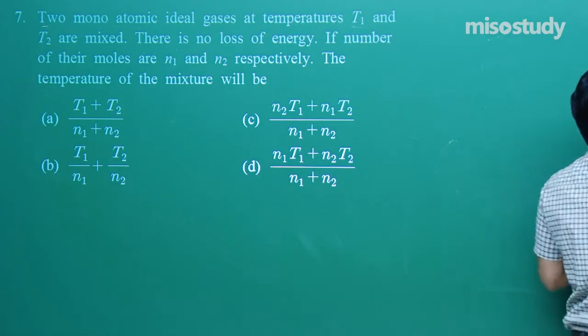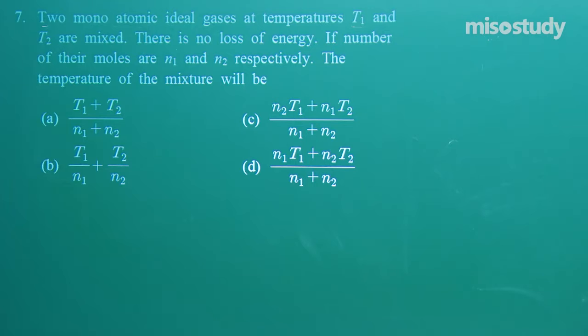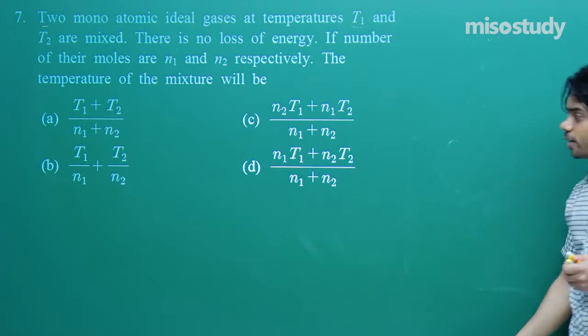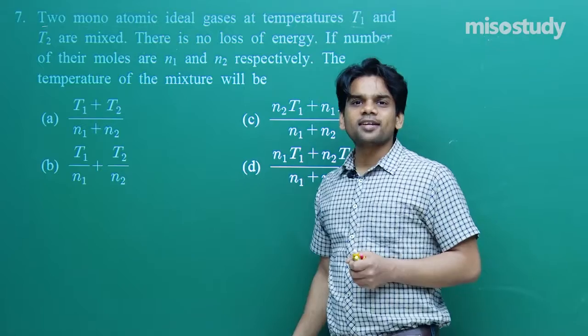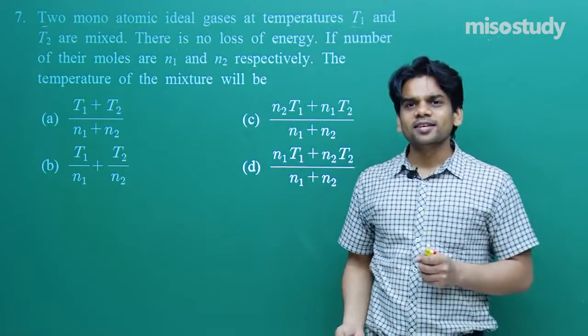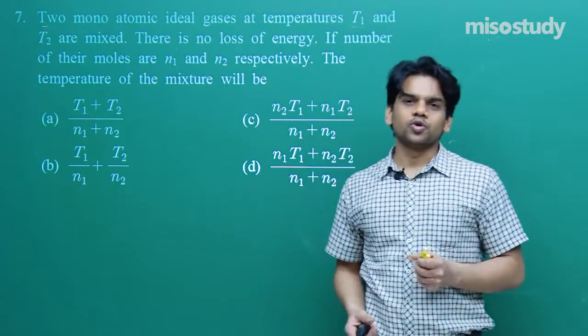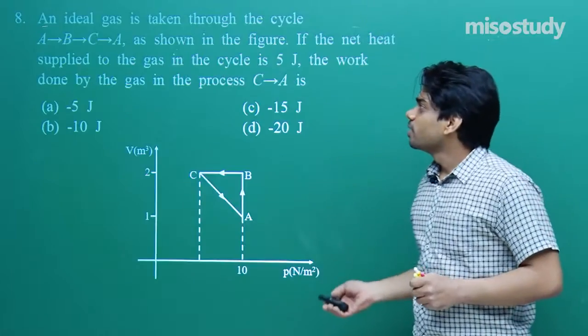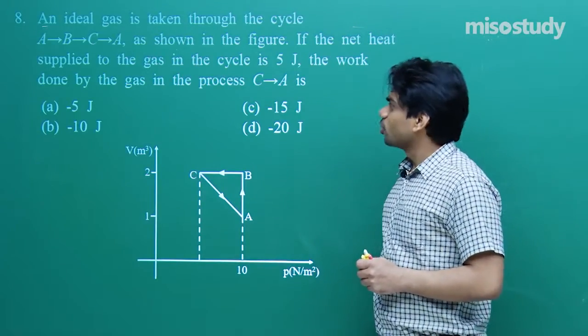I have told you about the internal energy dependence on temperature. I have explained it with respect to degrees of freedom also. Let me tell you, U equals N f by 2 RT, which you can also use in this case. 8th question, this is a good question.